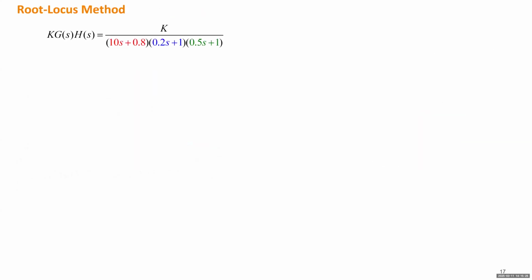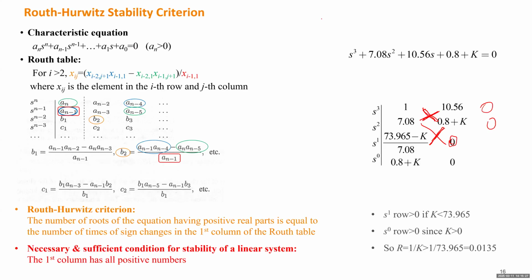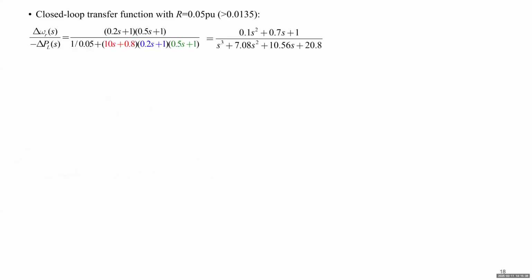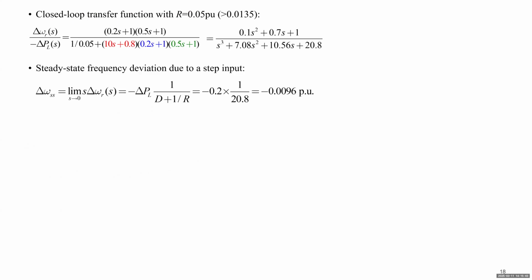Let's talk about the next method. I would maybe need to spend more time on the root locus method. But before that, we can just verify what we get so far. We know R has to be bigger than 0.0135. So what if we take a value 0.05, bigger than that stability boundary?